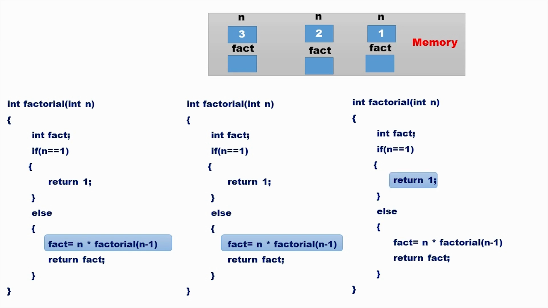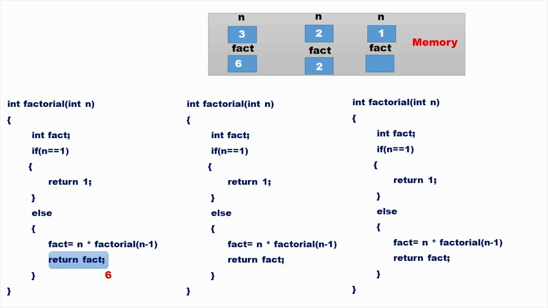1 will be returned to the position from where the function was called. Control goes back to the previous function call statement and computes the remaining operations in the statement. Here n equal to 2. So fact equal to 2 into 1 equal to 2. Return fact means 2 will be returned to the function call. Now fact equal to 3 into 2 equal to 6. 6 will be stored in fact. Return fact will return value 6, which is the factorial of 3. This is how recursion works.